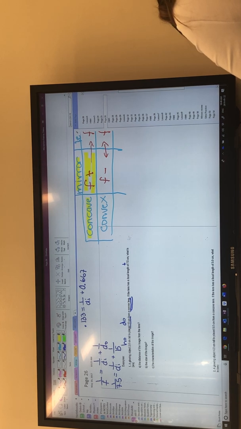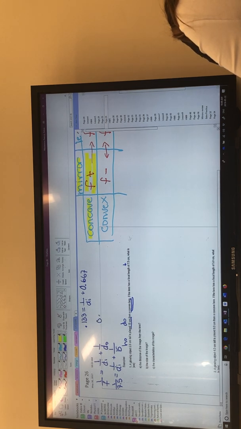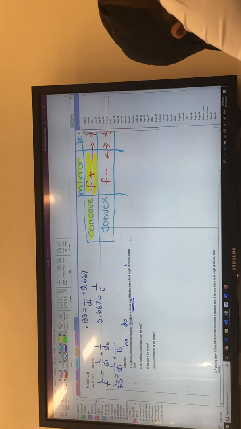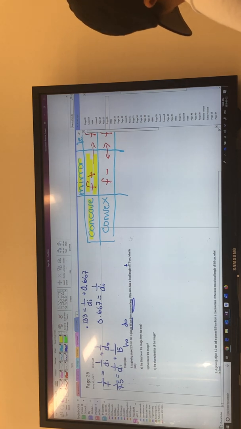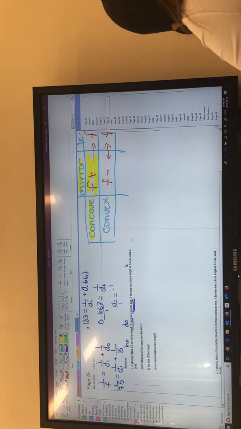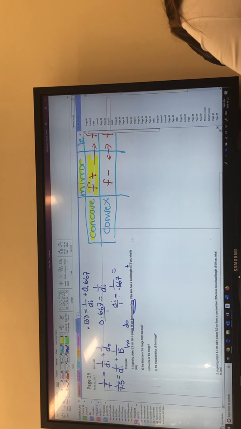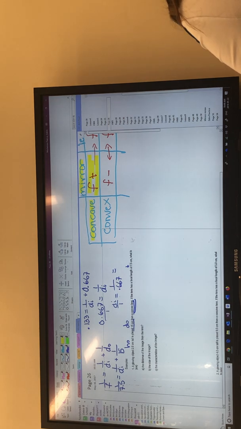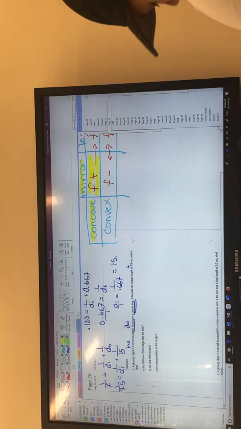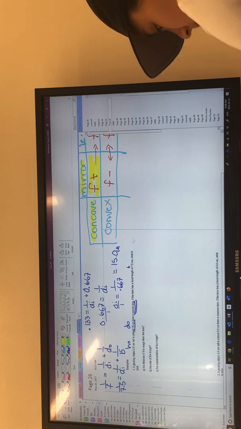Subtract that over to the other side, and I get 0.667 equals 1 over di. So then I know that di, remember this is over 1, so di over 1 equals 1 over 0.667, which is 15.0 centimeters. So the distance of the image from the lens is 15.